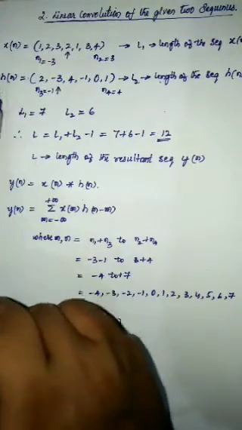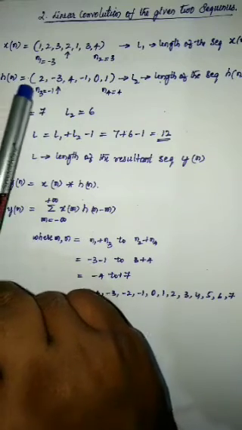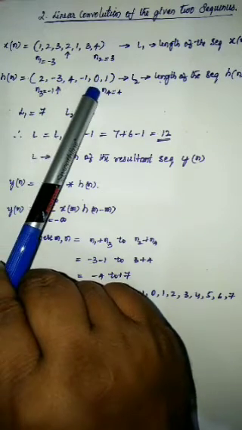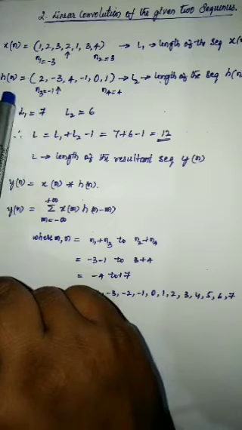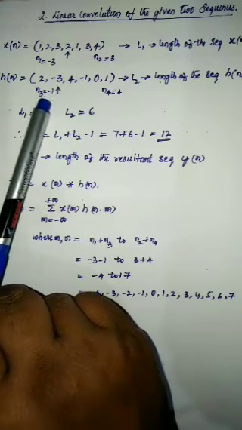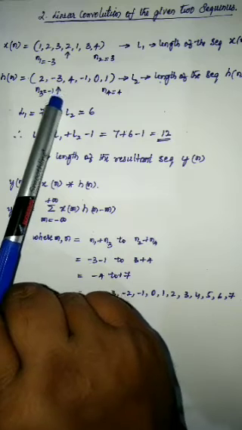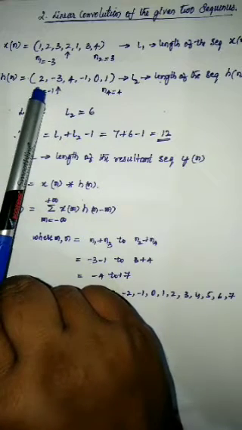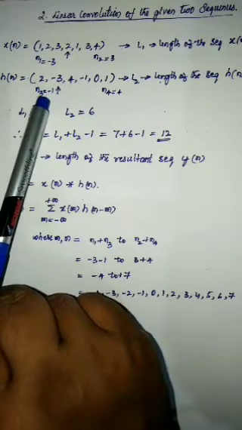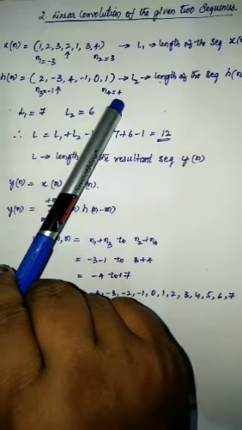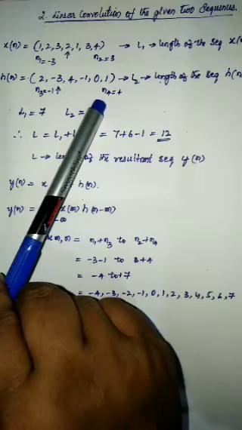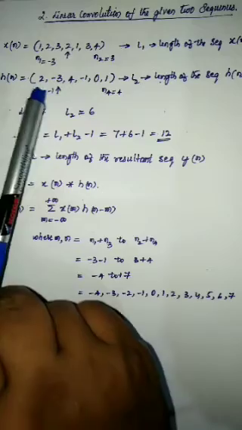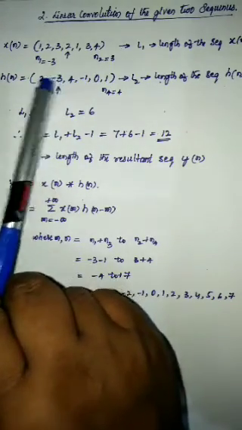The second sequence h of n has these samples: 2 -3 4 -1 0 and 1, with the starting index of the second sequence denoted as n3, which is equal to -1 because the arrow mark is indicated at this location. Therefore the sequence immediately beside this origin is -1. The second sequence starts from -1 and ends at +4, denoted by the variable n4, and its length is denoted as L2, which is equal to 6 because there are 6 samples in this sequence h of n.